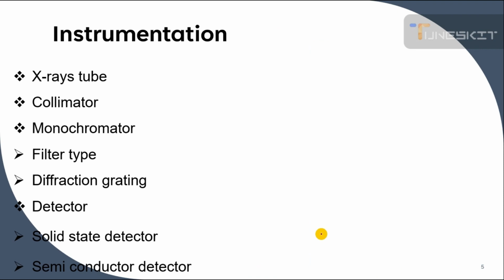Now let's talk about the instrumentation. In instrumentation, first there is an X-ray tube, then a collimator or a slit, then a monochromator. There are two types of monochromator: it may be a filter type or a diffraction grating monochromator. Then a detector, which may be a solid state detector or a semiconductor detector.